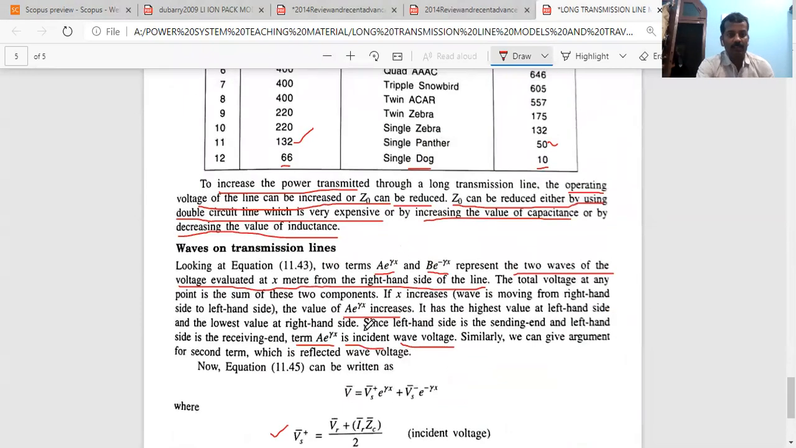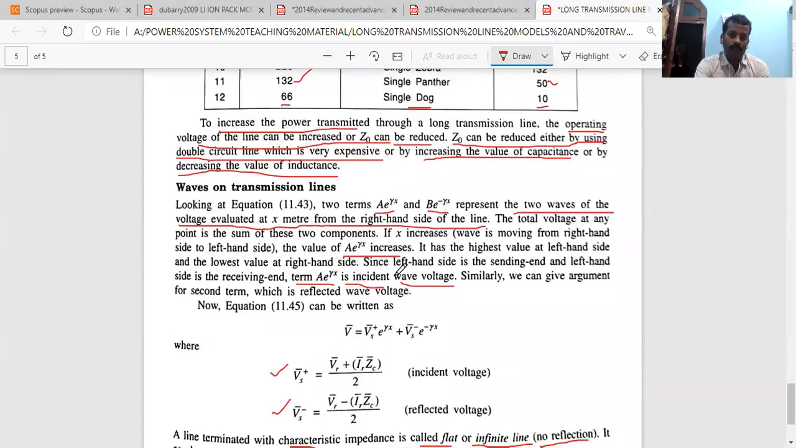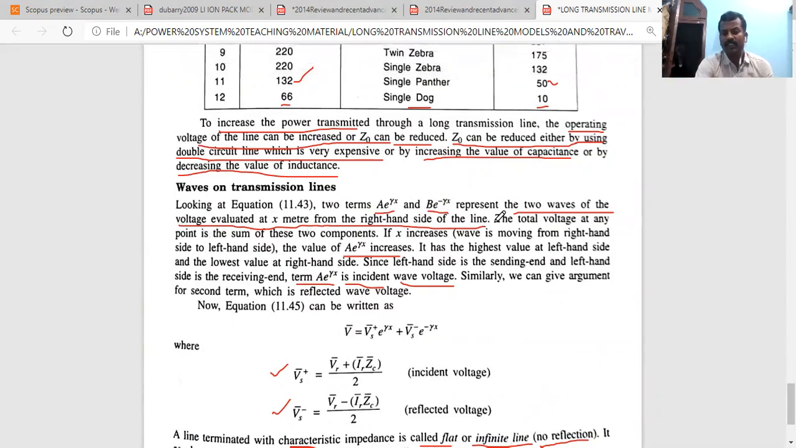For the transmission line, there are two terms, A e to the power gamma x and B e to the power minus gamma x. They represent the two waves of the voltage evaluated at x meter. The second term is B e to the power minus gamma x. And this is the voltage at distance x from the right hand side. Right hand side means the receiving end, because the receiving end was taken as a reference.